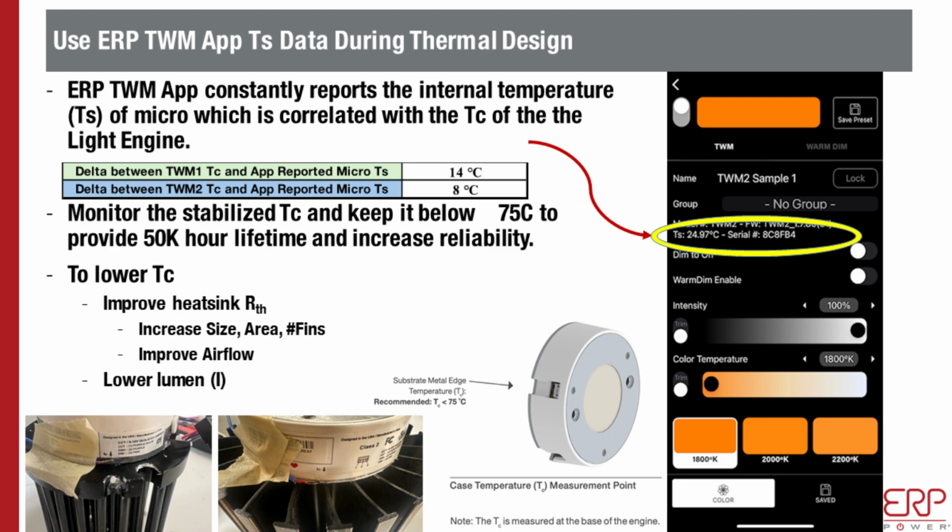So let's say you do the design and you figure out that your TC is higher than, let's say, 75C, because with 75C at TC, we give you a 50,000 hour lifetime. And if you need to lower that, it means that you have to improve the heatsink thermal resistance. And the way you do it is to increase the size or use a heatsink with a better RTH, and/or the fin area, and/or the number of fins.